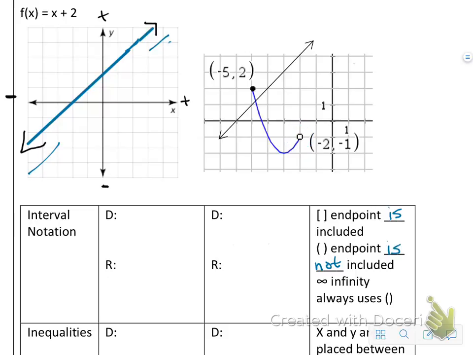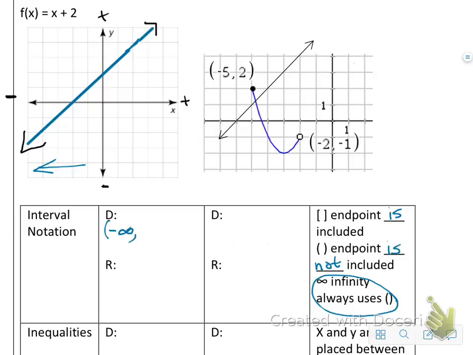So let's start with this line, the x plus 2 line. Well, we said domain is left to right. So if we're going to the left, does it have an arrow? Does it end? It has an arrow. So we have negative infinity, because remember, when you go to the left or down, we have negatives. So we have negative infinity because it never stops. Infinity always uses parentheses. Then we have a comma.